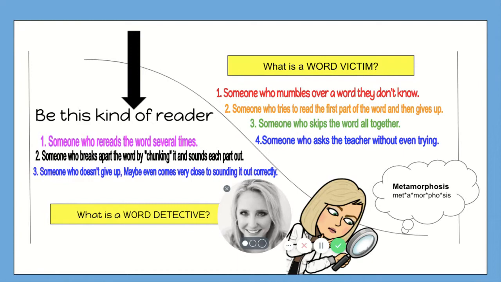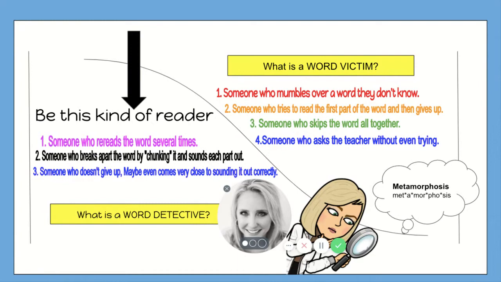Try before you ask. Right? Put in the effort. A word victim is someone who will ask the teacher without even trying themselves. If you don't try, there's no muscle memory, right? There's no whoa, I remember struggling. And so every time you try, it just really does build that knowledge. And even if you're not successful, you've put in the work and you will be so excited when you do finally get to where you want to be in your reading journey.